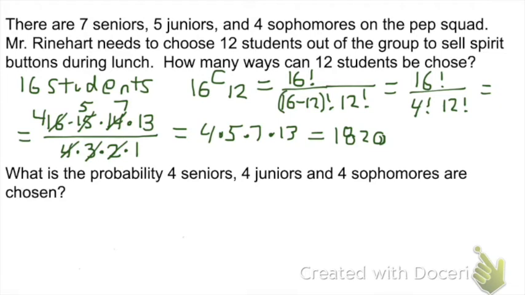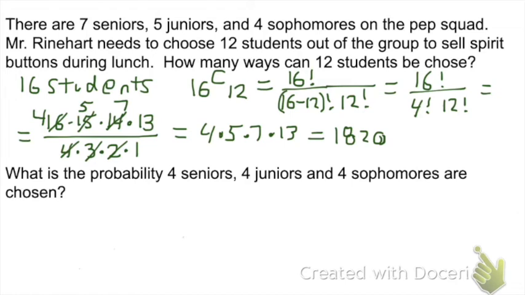For part 2 of this, it says, what is the probability 4 seniors, 4 juniors, and 4 sophomores are chosen? We're looking for probability now, so we're going to look at the number of ways we can choose these 4 seniors, 4 juniors, 4 sophomores over the total number of ways we can choose 12 students. So we have a 2-piece thing going on here. First, we need to figure out how many ways we can choose 4 seniors, 4 juniors, 4 sophomores, and divide it by that number we got from part 1, which is the total number of ways we can choose 12 students.